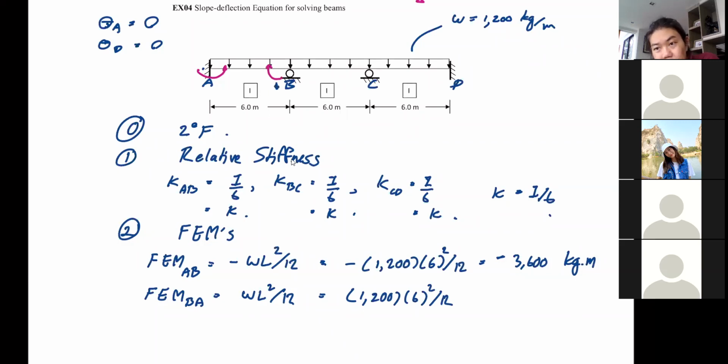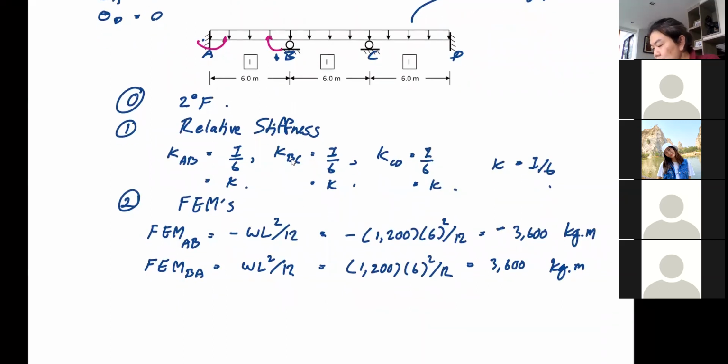So please be mindful and concentrate and focus very well when you calculate this, because many silly mistakes occur here. Like instead of using 12, it becomes WL square over 8 or something like that. Or it's 12 and you write 12, but then the next line becomes 2 or whatever. Be very, very careful here. Okay, so it's 3600 kilogram meter.